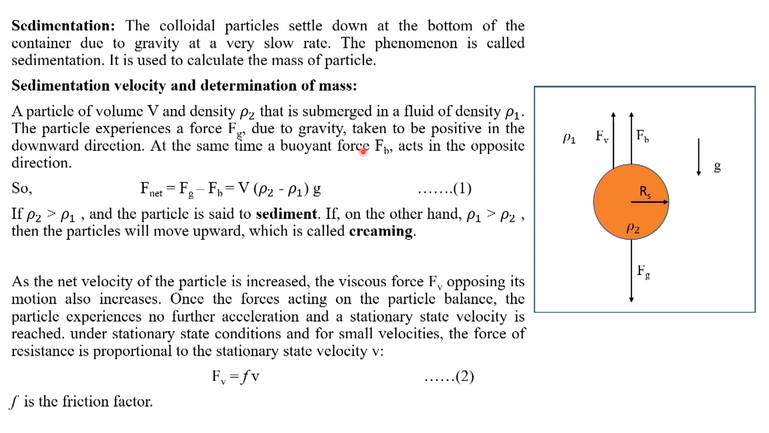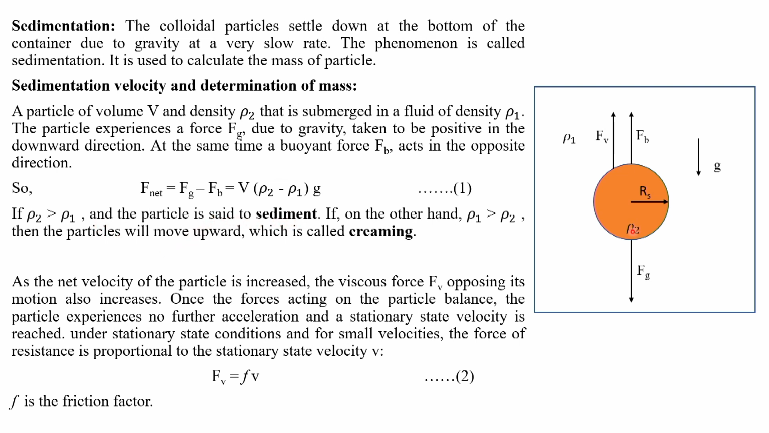At the same time, buoyant force Fb acts in the opposite direction, right? So net force has to be balanced. Net force F net equals Fg minus Fb. So we get V times (ρ2 minus ρ1) times g, right? Now if ρ2 is greater than ρ1, the particle is said to sediment.